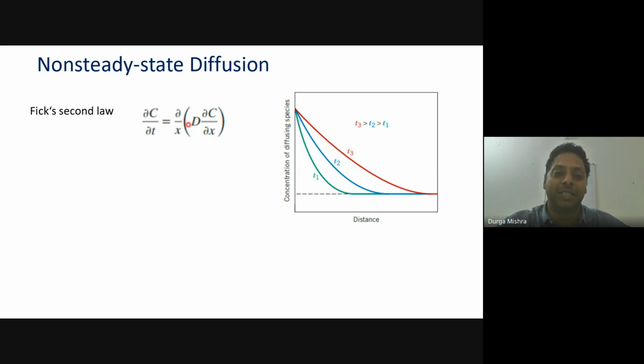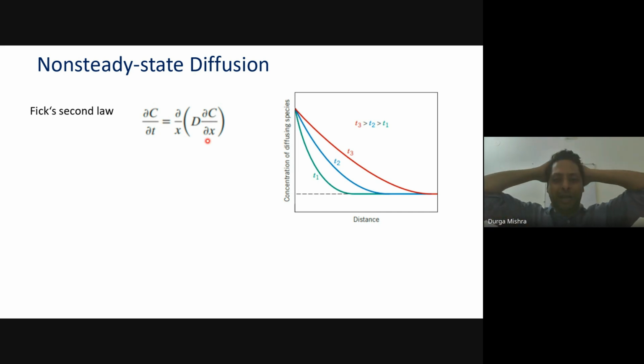But in many cases the diffusion coefficient may not vary too much as a function of position. So you can take it out of the bracket, and D will come out. What you will get is del square C by del x square, a double partial derivative of the concentration. So the change in concentration as a function of time will be the diffusion coefficient multiplied by del square C by del x square.